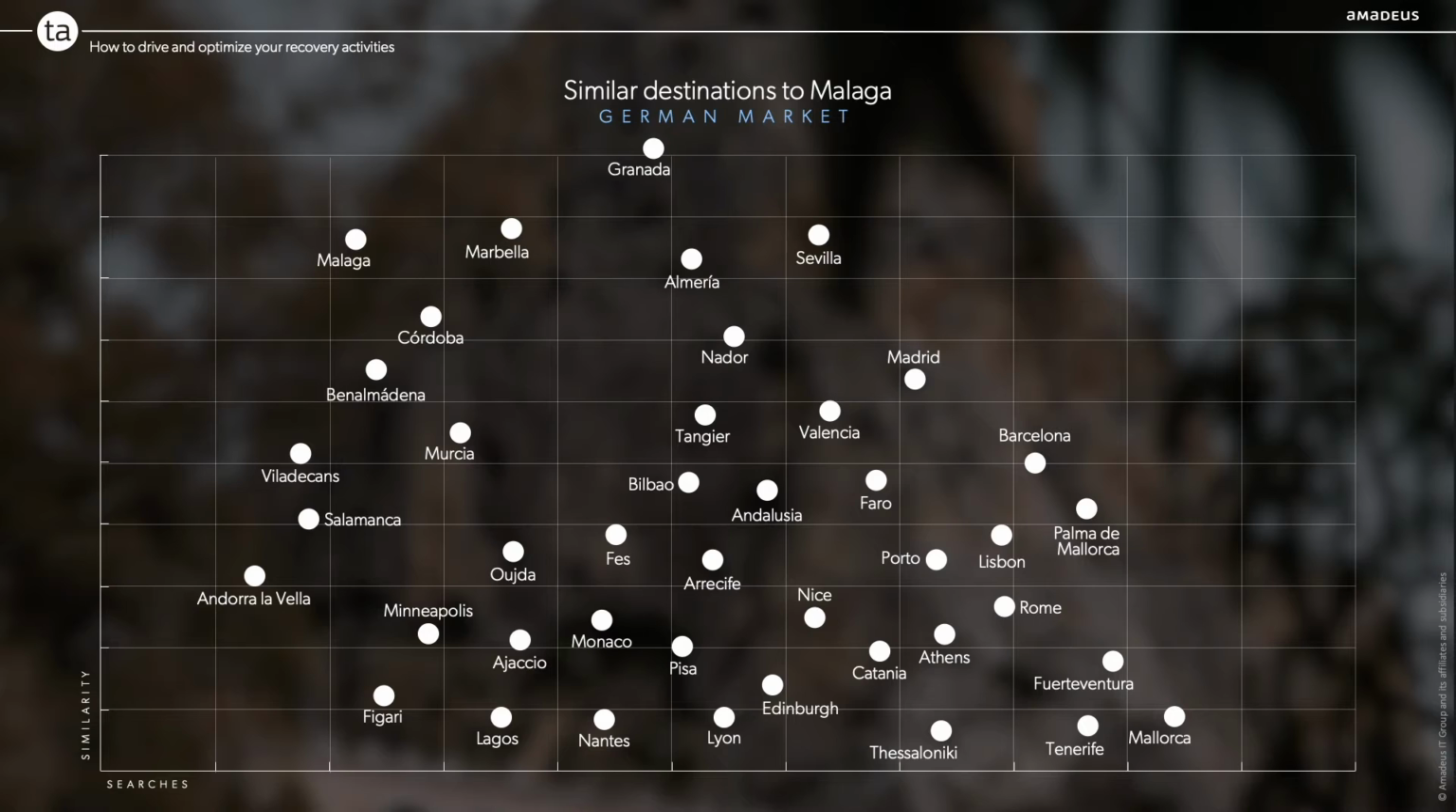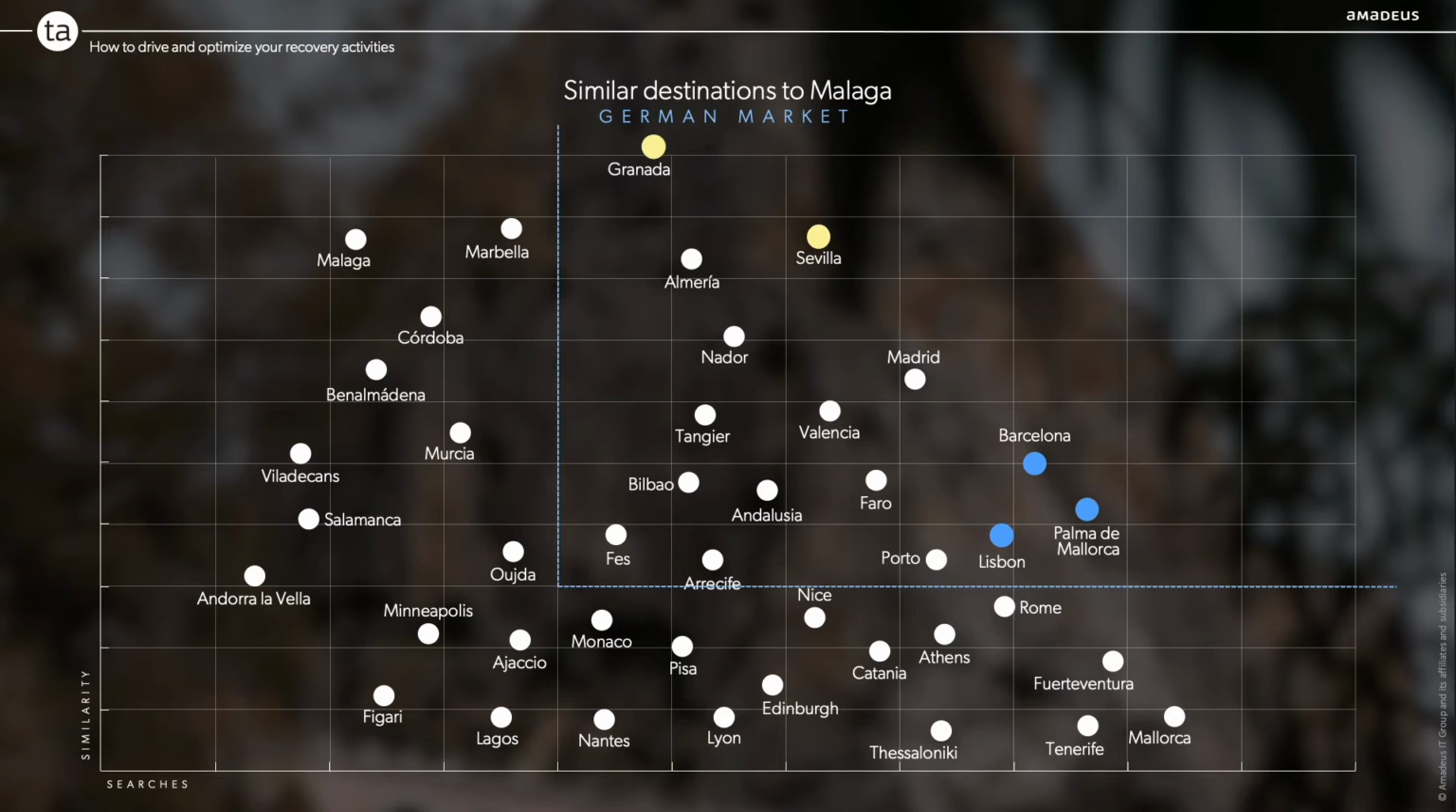How this graph works is that we have from bottom to top the frequency in which these destinations are searched together with Malaga, and from left to right the volume of searches they're receiving. So essentially those destinations that we see in the top right corner are the ones that are most similar when it comes to Malaga. We can see there that Granada and Sevilla are actually the most similar ones when it comes to German search behavior, and we also see some even more frequently searched destinations like Barcelona, Lisbon, and Palma de Mallorca.